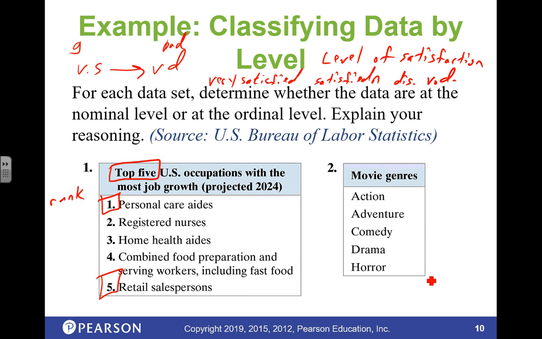But if we compare that to the number 2, these list different movie genres. Action movies, adventure movies, comedies, drama, horror. Notice we can mix those up. These appear to be in order alphabetically, but there's no level of significance. As we make our way down the list, we don't get increasingly bad, increasingly good. It's just a different type. These are not ranked.